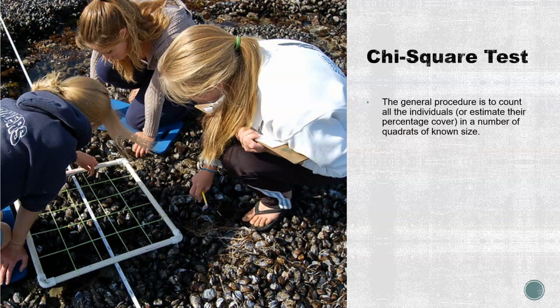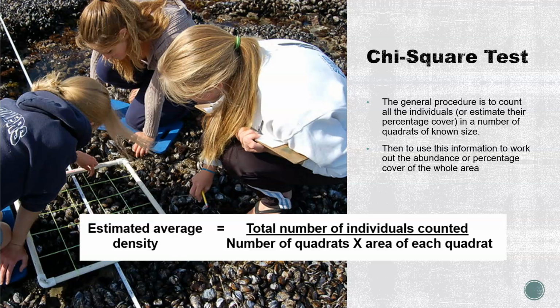Alrighty, so we've got a general procedure. First of all, we need to count all the individuals or estimate their percentage cover in a number of quadrats of a known size. Then use this information to work out the abundance or the percentage cover, for example, of the whole area. Calculation. Here we're using the example of average density. So our estimated average density is the total number of individuals counted divided by the number of quadrats multiplied by the area of each quadrat. Write that down.